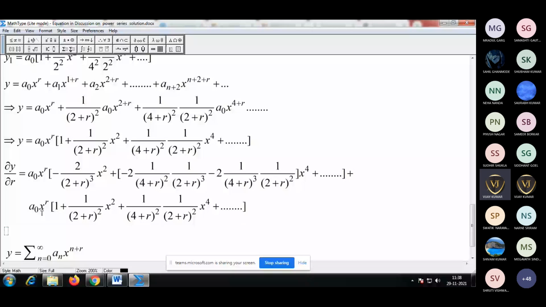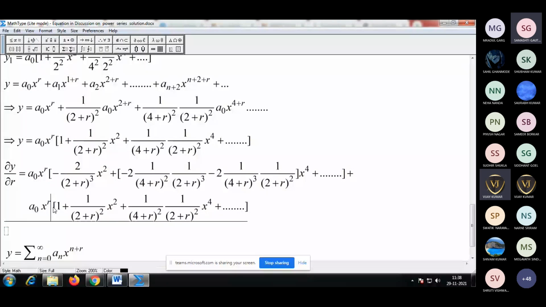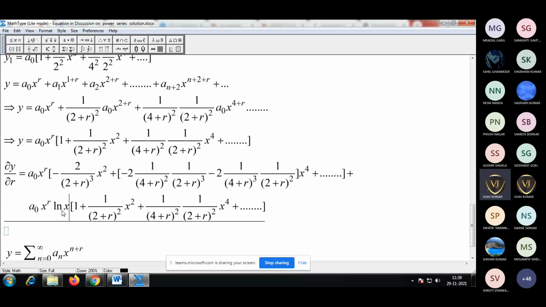So x to the power a to the power x log x. No, not log x, log a. So here it means x to the power r into ln of x. Am I right? Yes, sir.